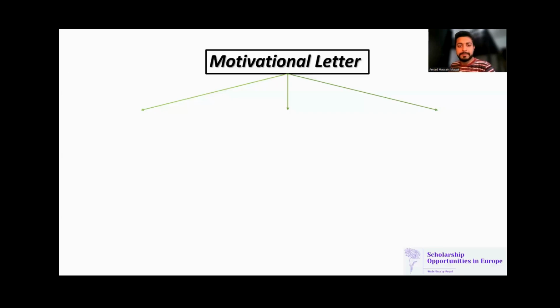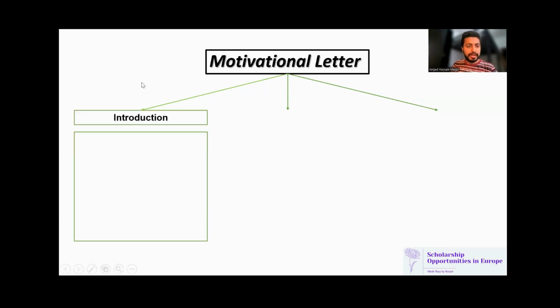Okay. For the structured, formal motivation letter, I have divided it into 3 sections. Number 1 is the introduction. The second section is the body of your motivation letter. And the third section is the conclusion. I'm going to explain these sections step by step, and I'm mentioning the important things that should be considered for each. So let me explain each in detail.